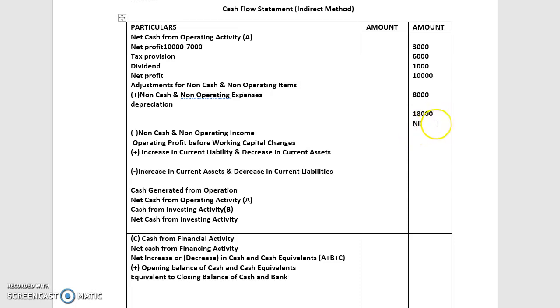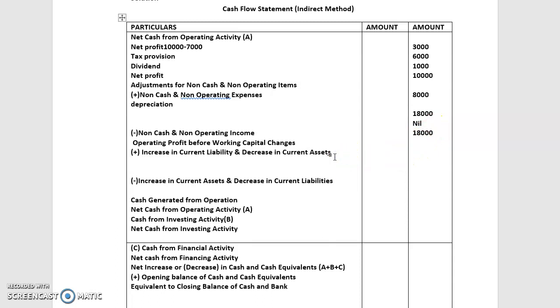Then how much will you get? The same 18,000 you will get. 18,000 will be the operating profit before working capital changes. Okay. Now, for increase or decrease in current liability: increase in current liability, decrease in current asset, which I've already explained long back, should be added; the reverse should be deducted.